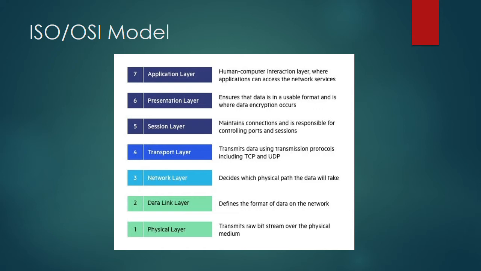So it transmits raw bit data to the transmission medium and sends it to another device. It converts bits and bytes to electronic signals, and converts electronic signals again to bits and bytes, and that is the main part of the physical layer.